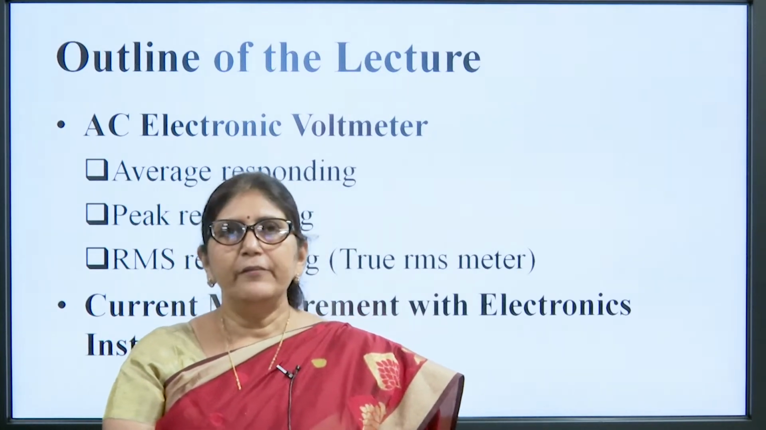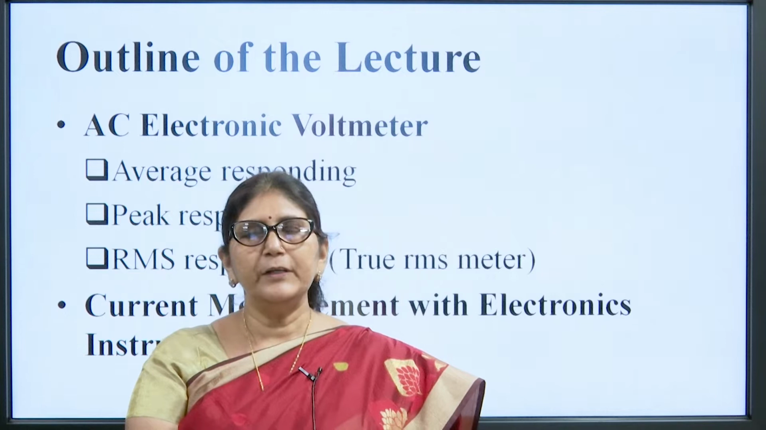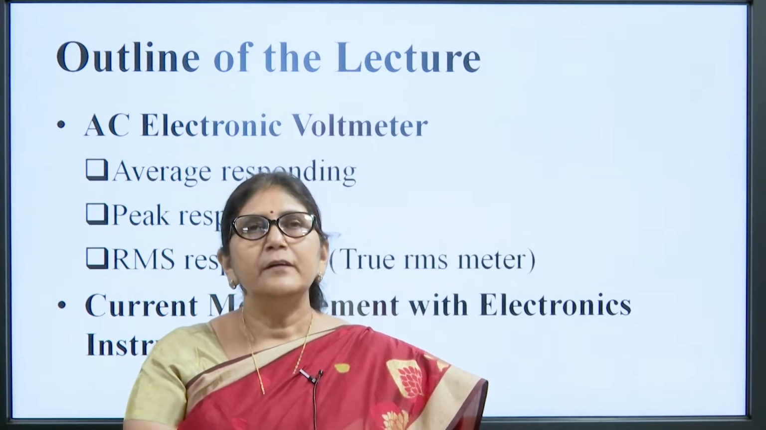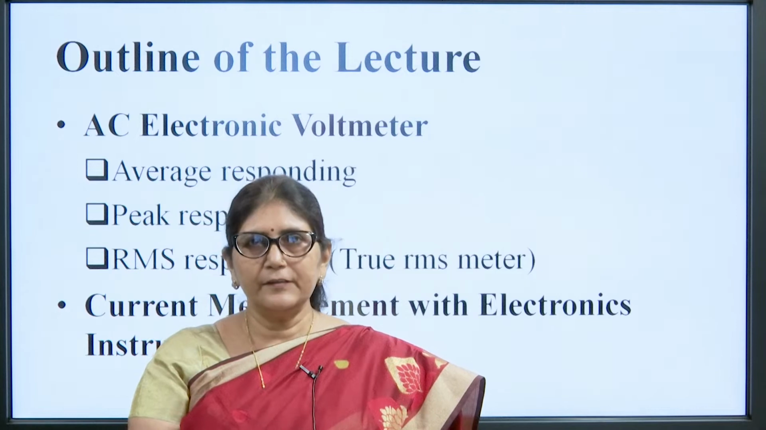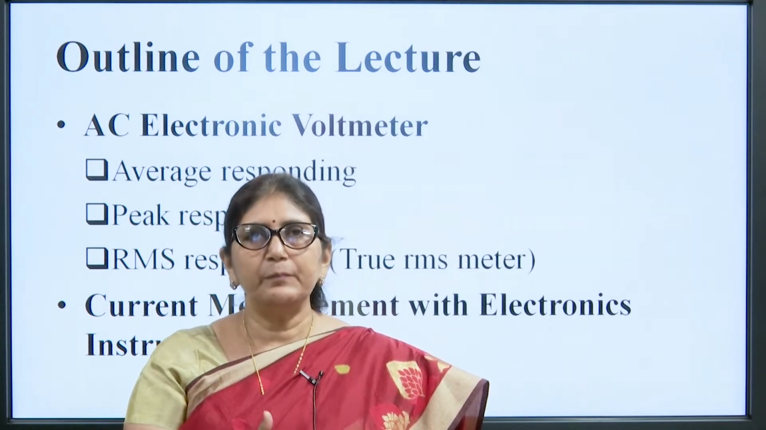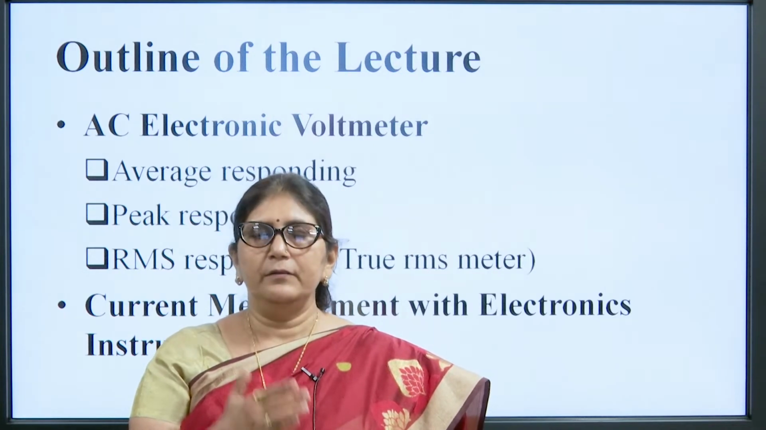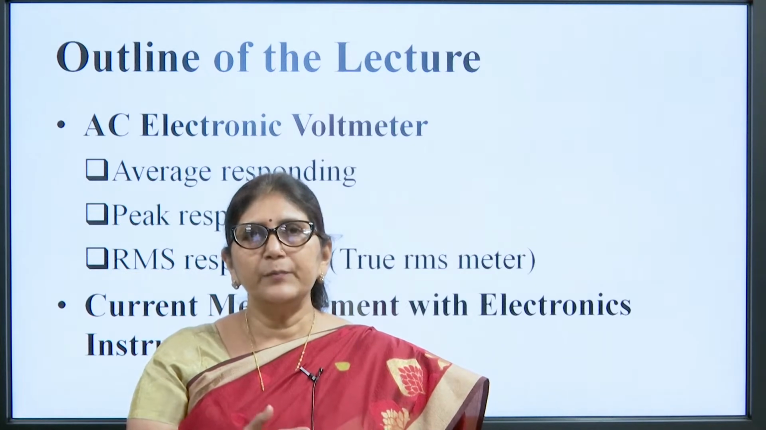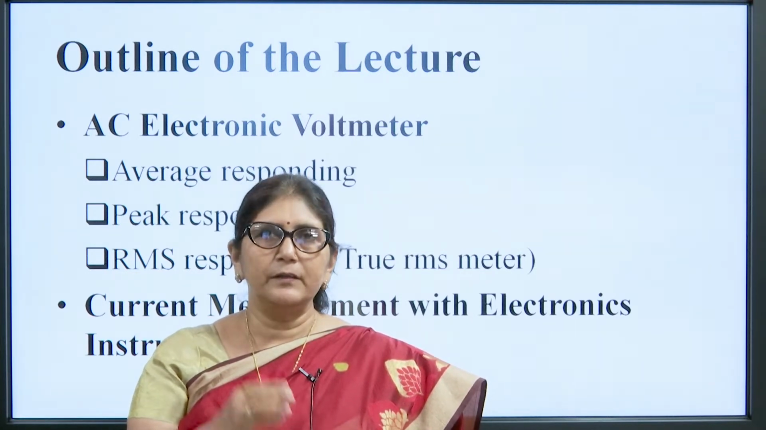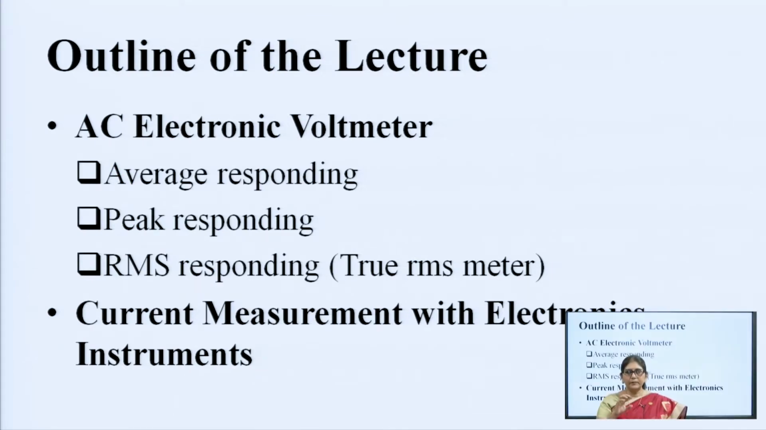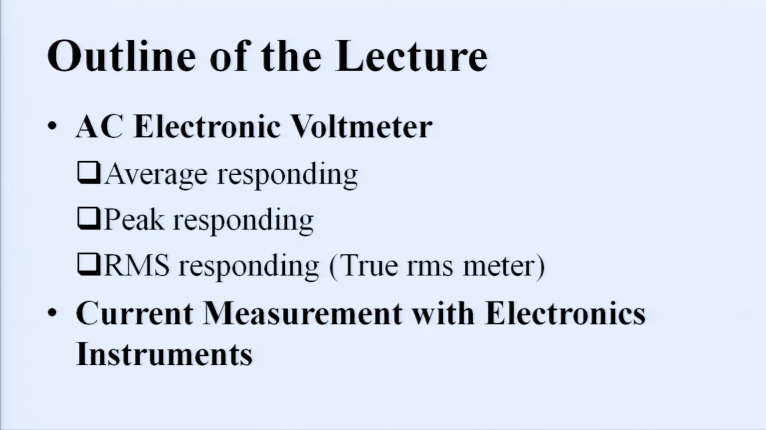So, in this lecture I will discuss the AC electronics voltmeter, that is representing the average value of the AC signal. Then I will discuss the peak responding voltmeter that will show the peak value of the input voltage, and then the RMS responding voltmeter, that means the meter that we are using, the same PMMC instrument for all this, but it will show the true RMS value of the input signal. Then we will look at current measurement with electronics instruments.